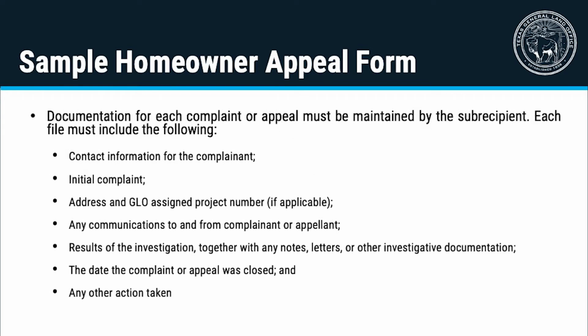Documentation for each complaint or appeal must be maintained by the subrecipient. Each file must include the following: contact information for the complainant, initial complaint, address and GLO assigned project number, if applicable, any communications to and from the complainant or appellant, results of the investigation, together with any notes, letters, or other investigative documentation, the date the complaint or appeal was closed, and any other actions taken.